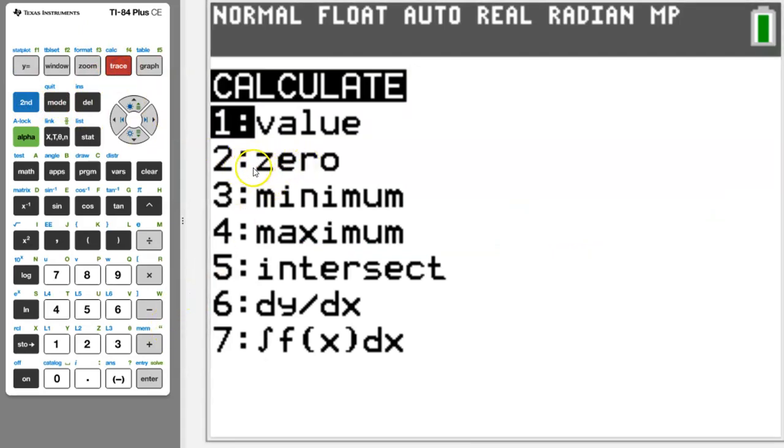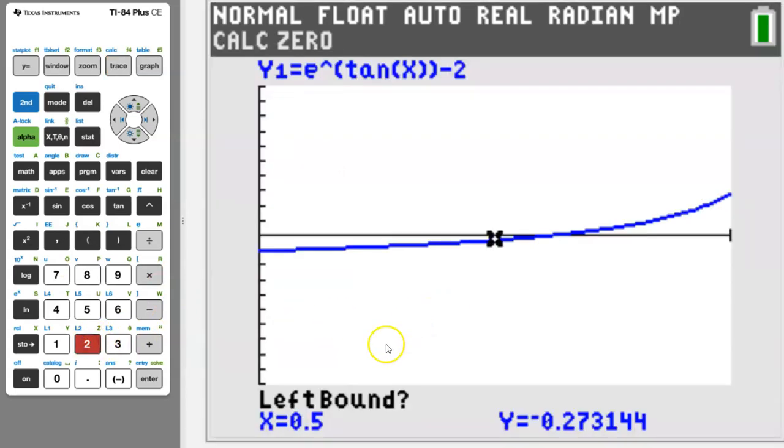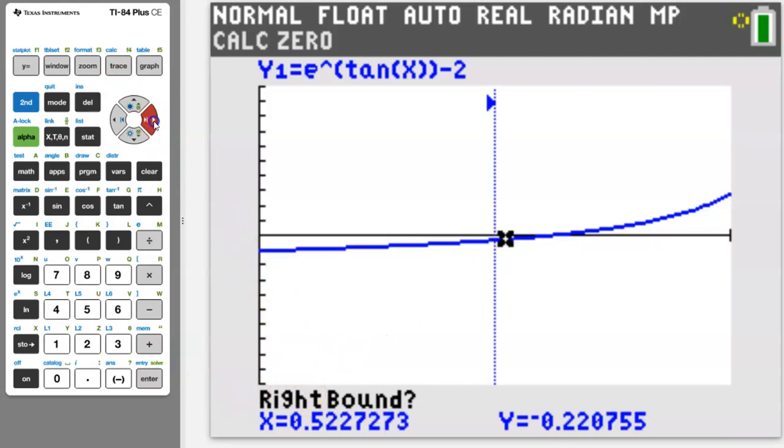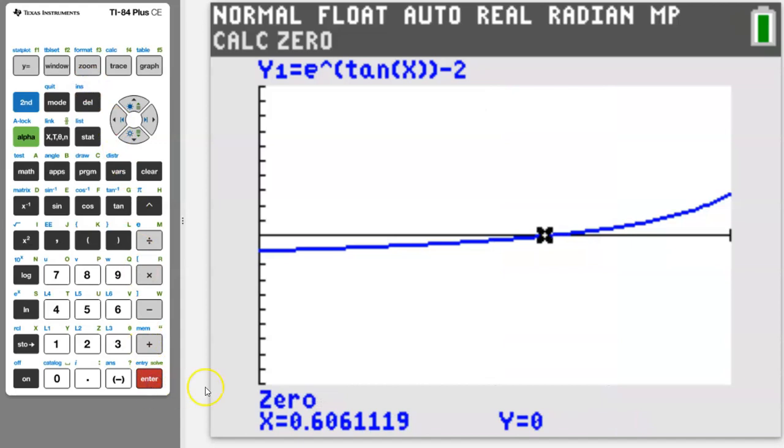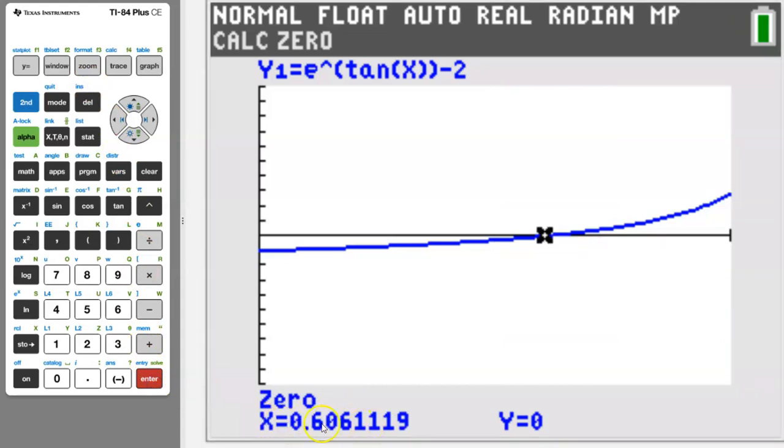This finds x-intercepts. So option 2, we do left bound, so just make sure you are definitely to the left of the x-intercept and hit enter. Now it asks for a right bound, so use your right arrow key to move yourself to the right of the x-intercept somewhere and hit enter. When it says guess, I just like to move as close as possible to the x-intercept and hit enter. So this is the 0, the x-intercept that we are looking for.